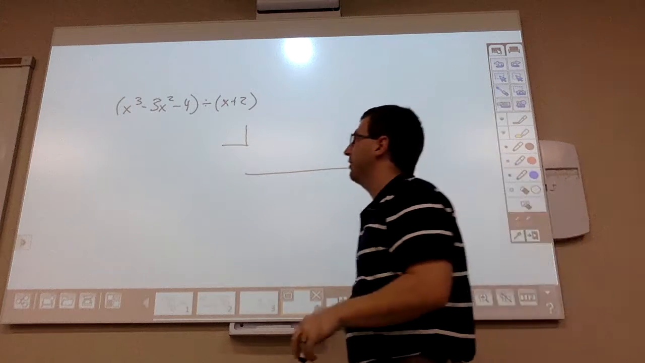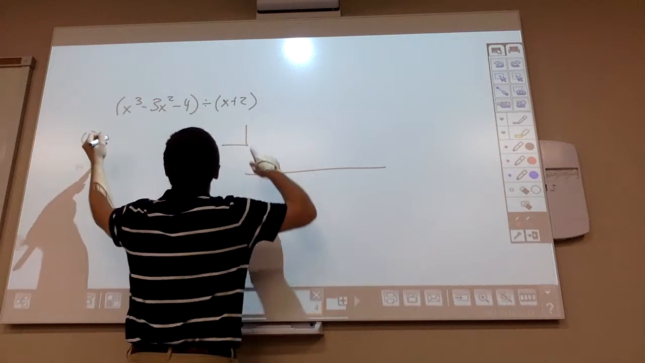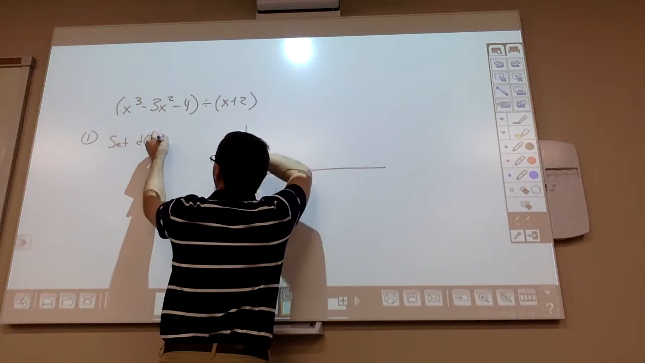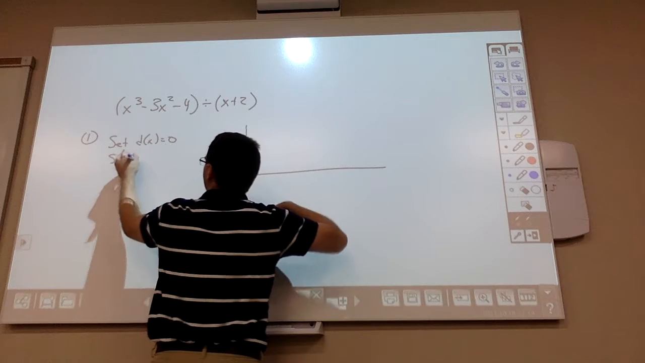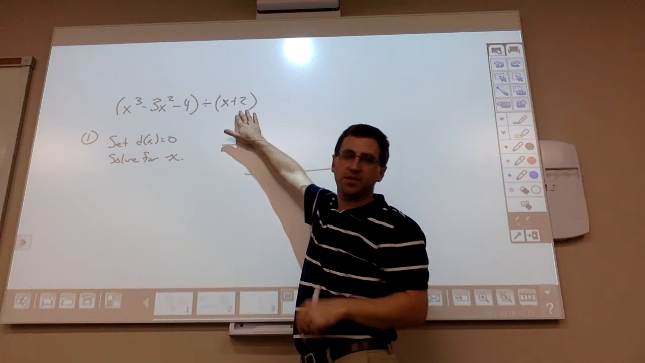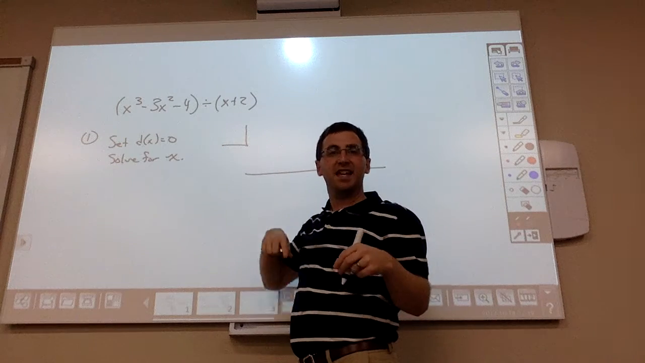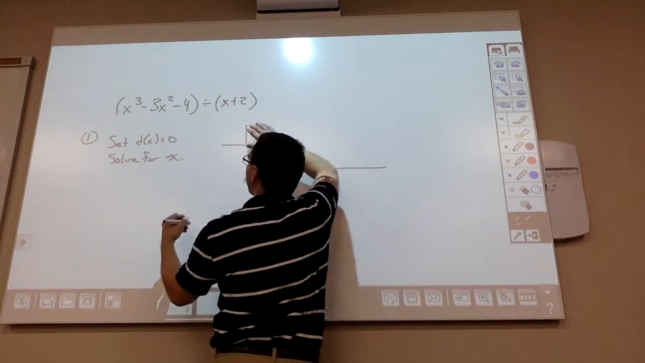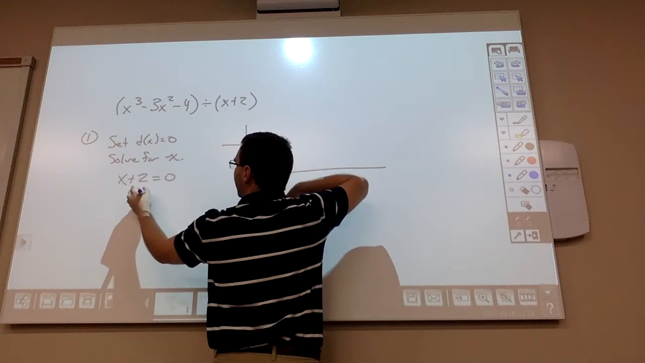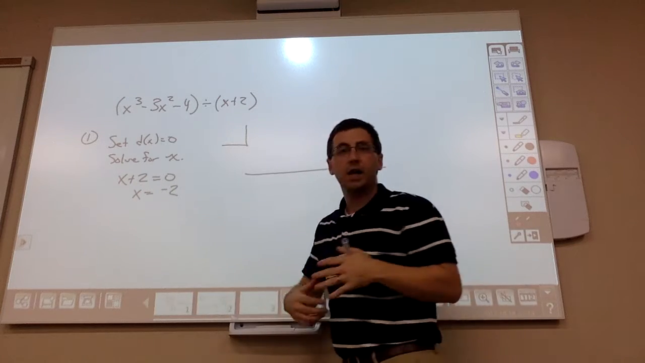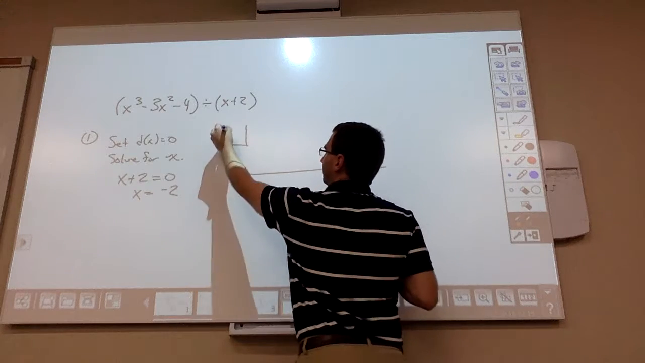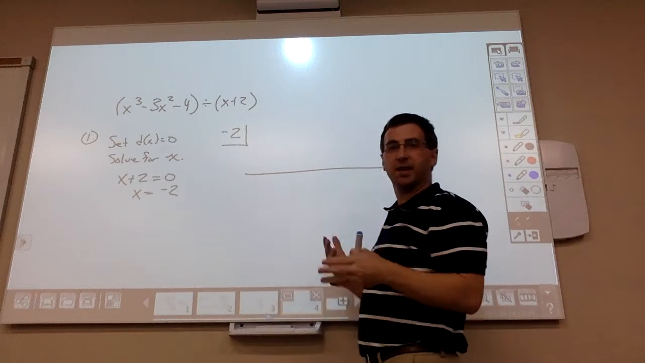Well, step one, very first thing you want to do. Take your divisor, set your d of x equal to 0, and solve for x. Okay, so here, our divisor is x plus 2. So we're going to take x plus 2, set that equal to 0, solve for x. So here, we would have x plus 2 equals 0, meaning that your x value would be negative 2. Now, why on earth do we do that? Well, the negative 2 is what's going to go in this little corner right here. Okay, so we're starting to fill in all the little pieces.